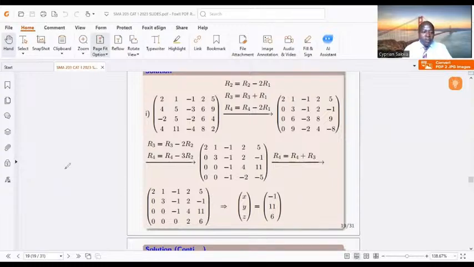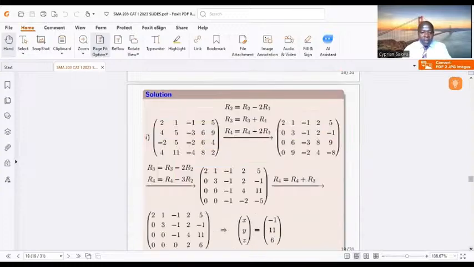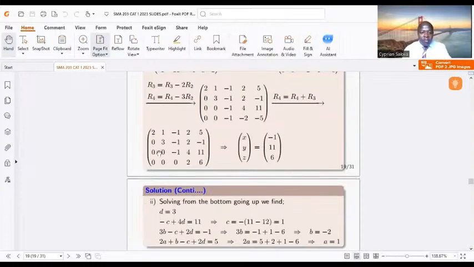Now, from there, we're also supposed to get A, B, and so on. Is it A, B, and Z or what? Just go back to the question. A and B were in our equations. So after reducing the given form, this is what we have. This will be A, B, C, D. 2A plus B minus C plus 2D is 5. That's what it means.